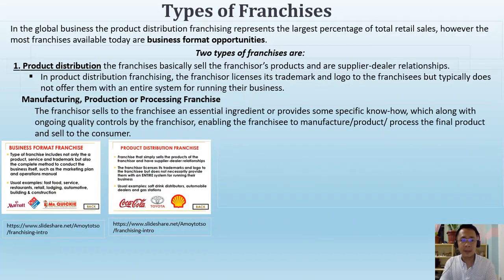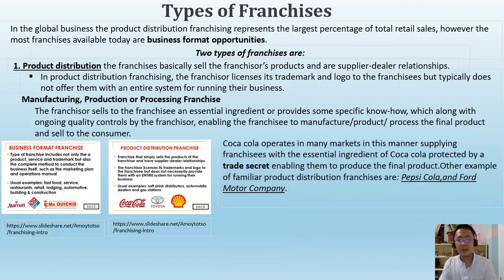For example, in a manufacturing, production, or processing franchise, the franchisor will sell to the franchisee an essential ingredient or provide some specific know-how, which, along with ongoing quality controls by the franchisor, enables the franchisee to manufacture products, process the final product, and sell to the consumer.